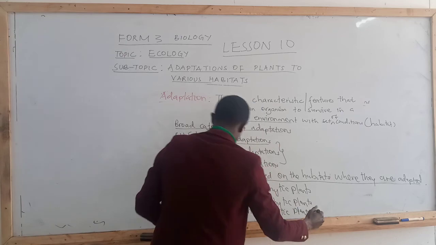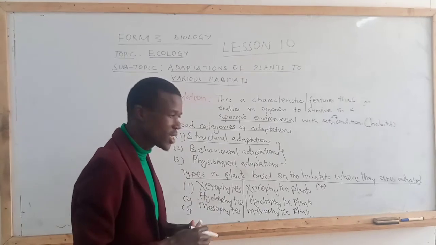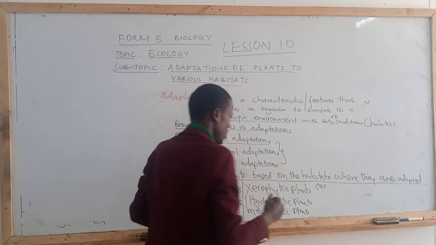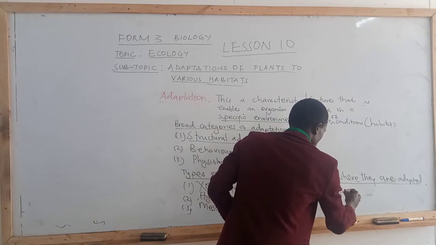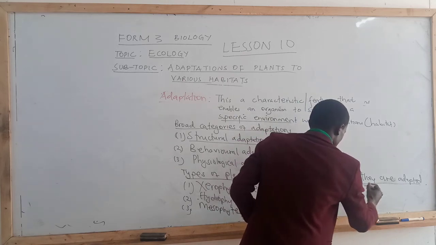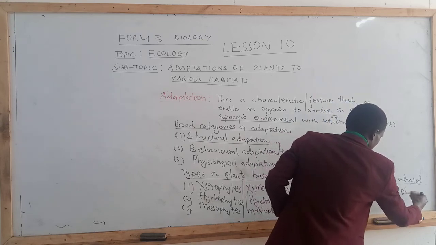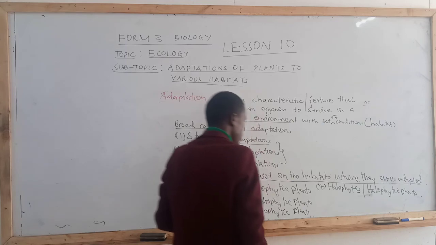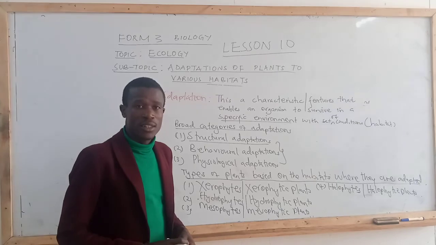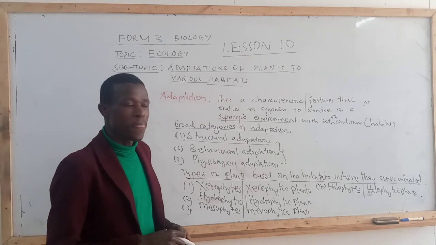And finally, we have those plants which survive in salty habitats, habitats with high concentration of salts. We call them halophytes. The word halo means salt. Halophytes or halophytic plants. So students, that marks the end of our lesson 10. In our lesson 11, we're going to look at the adaptations of xerophytes.